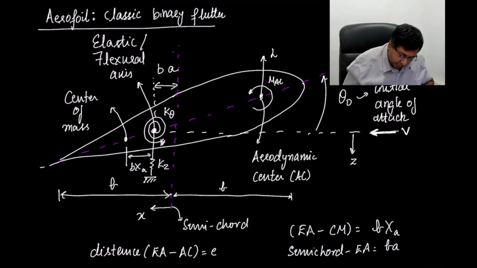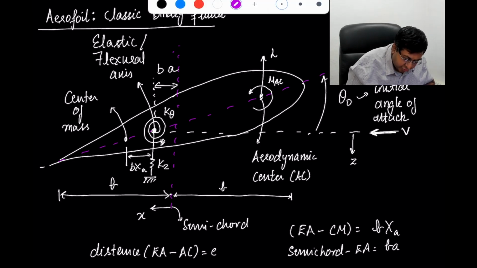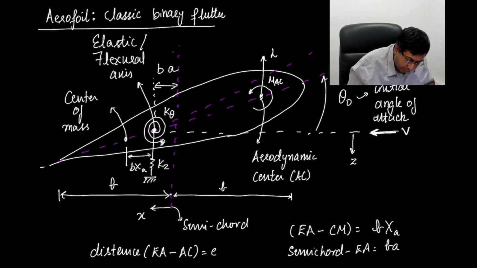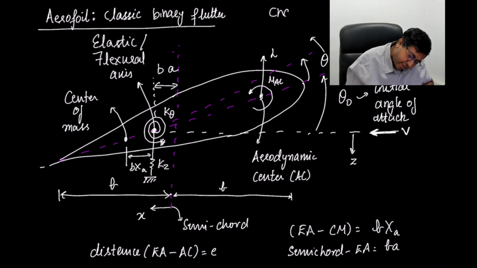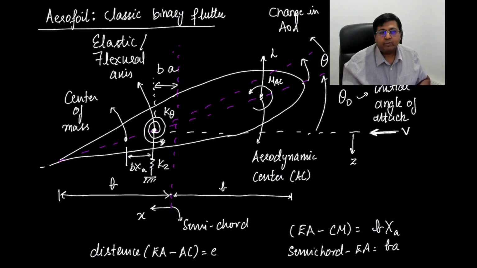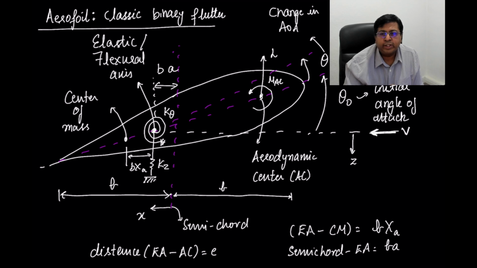One other thing we probably want to define is that because of this pitching motion, there is a change in the angle of attack. So there are small changes in the angle of attack, and we want to define that change. Let's call this change in the angle of attack theta. So there is our change in the angle of attack. Let's use all of these ideas to define how we would calculate when flutter occurs and if it would occur.